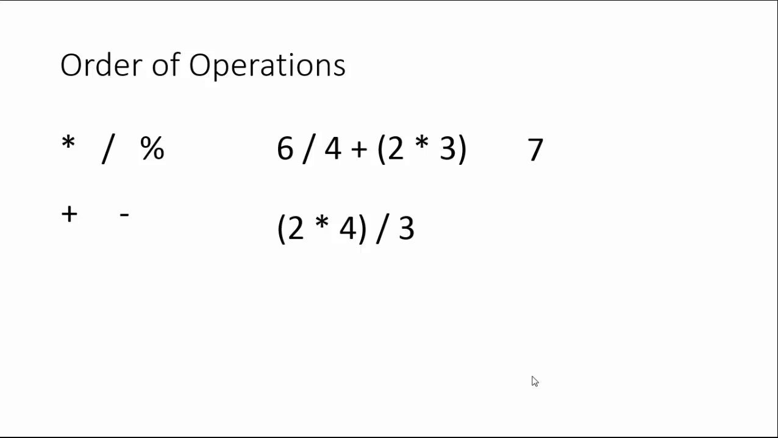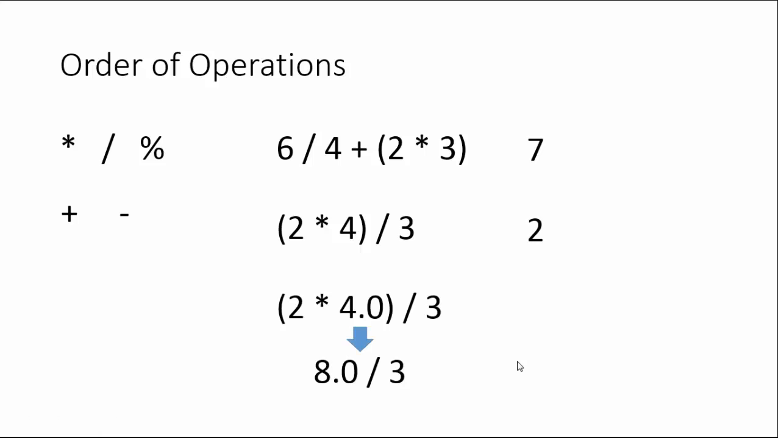In this example, 2 times 4 is 8. Since both operands are integers, the result is integer 8. Integer 8 divided by integer 3 is 2. In this example, 2 times 4.0 results in 8.0, a double. 8.0 divided by 3, since one of the operands is a double, the decimal portion will not be truncated, and the result is 2.66 repeating.